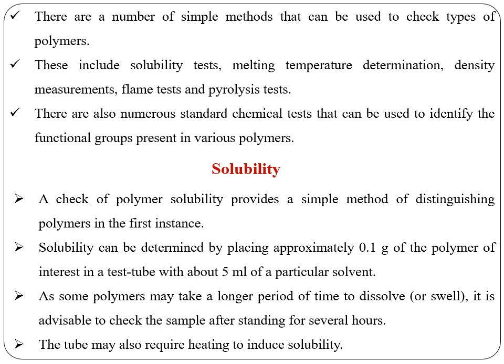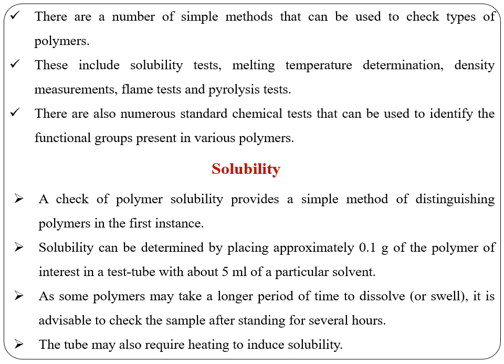The first property of the polymer is solubility. A check of polymer solubility provides a simple method for distinguishing polymers in the first instance. The solubility can be determined by placing 0.1 gram of the polymer of interest in a test tube with about 5 ml of a particular solvent.